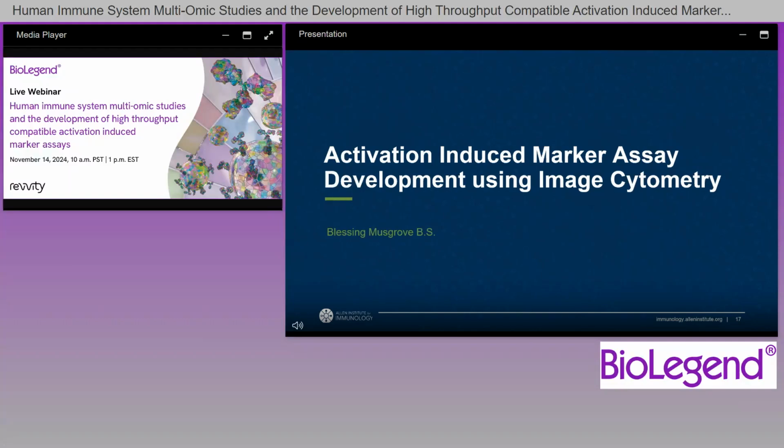Hi, my name is Blessing Musgrove, and I am a research associate at the Allen Institute for Immunology. In this section, I'm going to focus on Phase 2. As my colleague Tyanna mentioned, Phase 2 is where we are mining the data, aiming to target lower dimension and increased throughput multi-omics for hypothesis-driven studies. Therefore, I'm going to discuss how we developed an activation-induced marker assay using image cytometry.